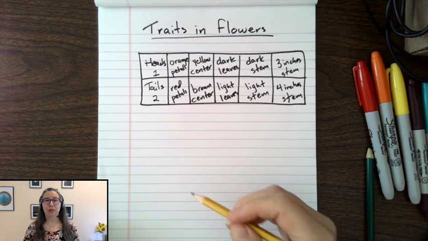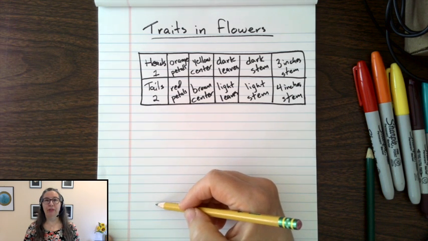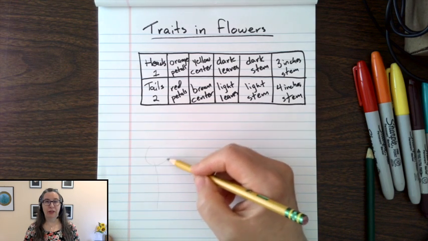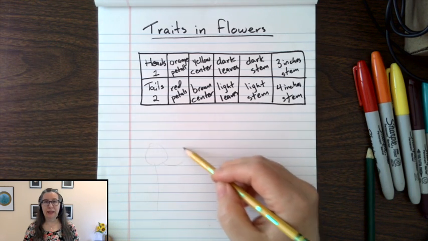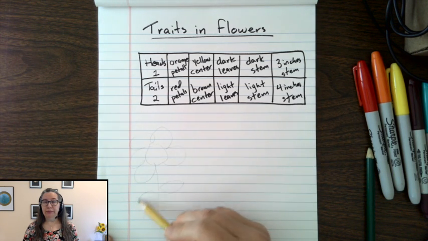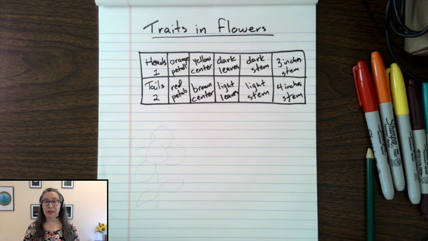Get a pencil and draw an outline of a flower very lightly below this chart. Just a few petals and a few leaves. Very simple, like a sunflower shape. Next, get your coin and we'll start flipping and we'll see what traits end up in your flower. I'll show you how mine ended up.